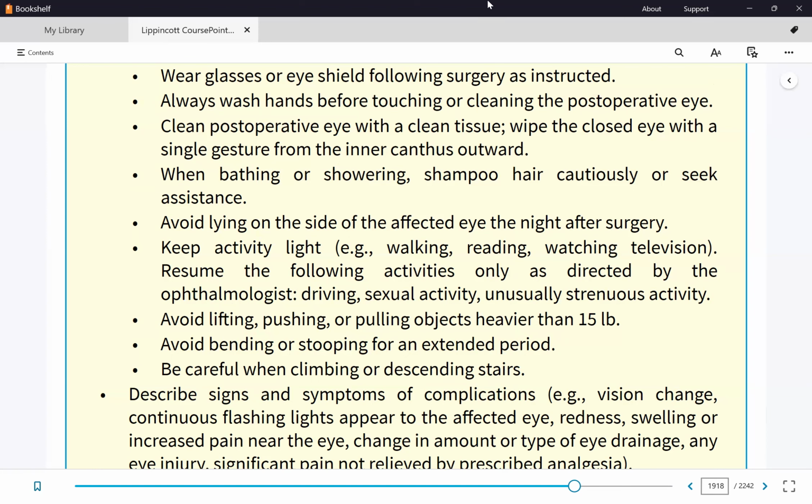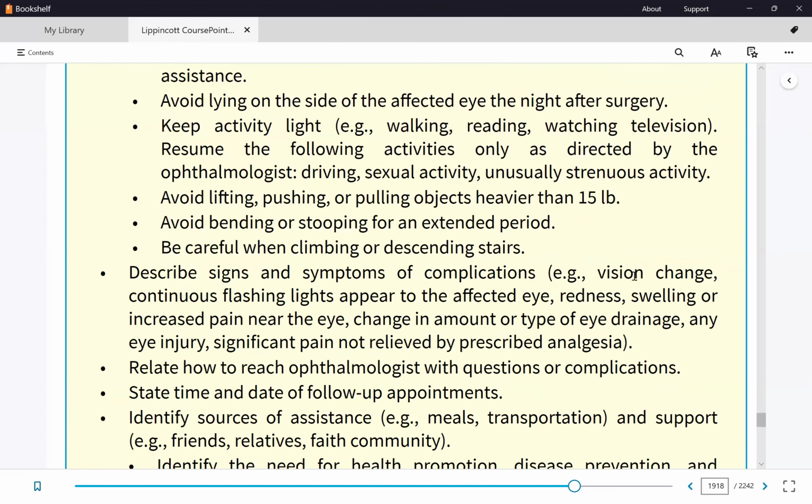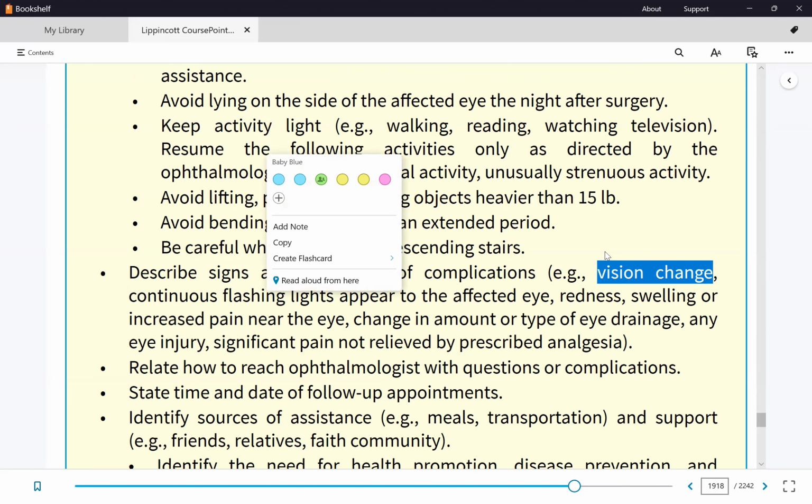What to report are here under describe signs and symptoms of complications. So any vision change. Well, as far as vision change, yes, the vision is supposed to improve, but because of all the swelling and redness and irritation, will there be clear vision after surgery? No, it won't be clear until all the swelling goes down. So it'll be a few days, a few weeks, okay, before your clear vision is evident. But you report these flashing lights because that indicates retinal detachment, redness or swelling. Again, pain is expected, but not severe pain.